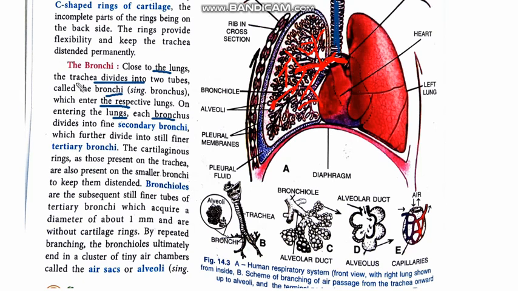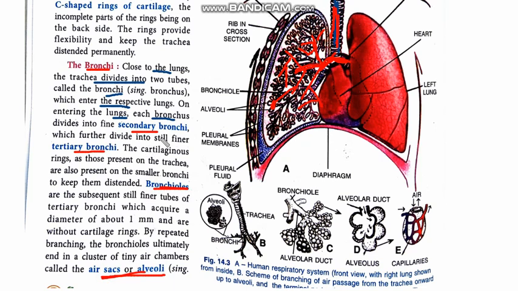You must learn that. First of all, bronchi, then secondary bronchi, then tertiary bronchi, then bronchioles, and at last air sacs or alveoli. Okay, so see, trachea contains C-shaped rings, bronchi contain C-shaped rings, secondary bronchi contain C-shaped rings, tertiary bronchi contain C-shaped rings, but bronchioles and air sacs don't contain C-shaped rings. Okay, you must keep that in mind.